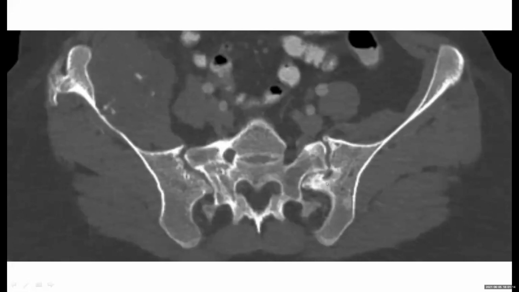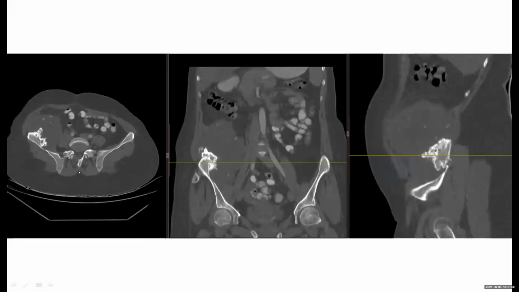Yes, there are multiple lucent lesions scattered within the pelvic bones. So these can be metastases, or these can be enchondromas, multiple enchondromas. Any other possibility, ma'am? No, any other I cannot.